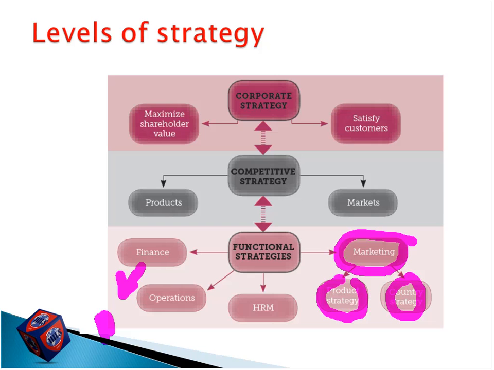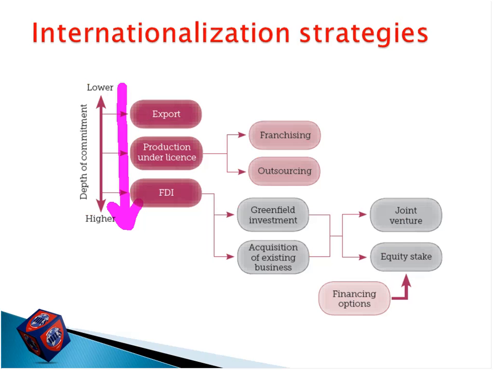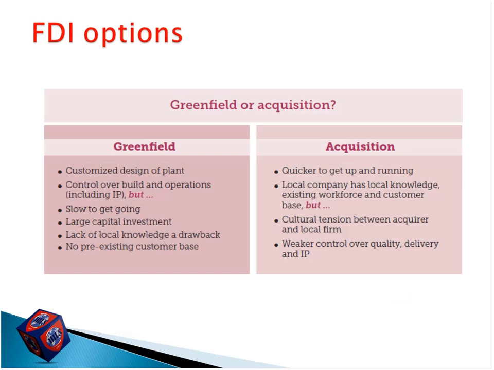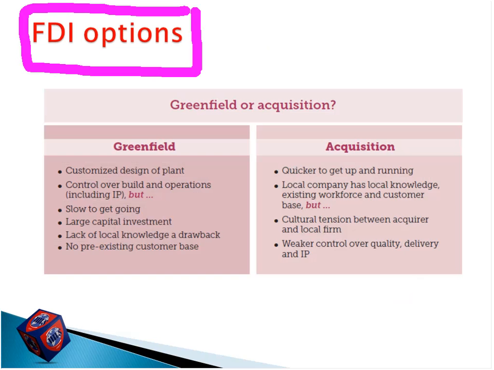Anyhow, this is just a diagram that, to some extent, summarizes what we discussed in session 2. And finally, the last slide which we're going to cover tonight is this one: to distinguish and to choose between the greenfield or the acquisition. If you remember, these two are FDI options, foreign direct investment options. So if you're deciding to do foreign direct investment, two of the options that you have is either greenfield or acquisition.